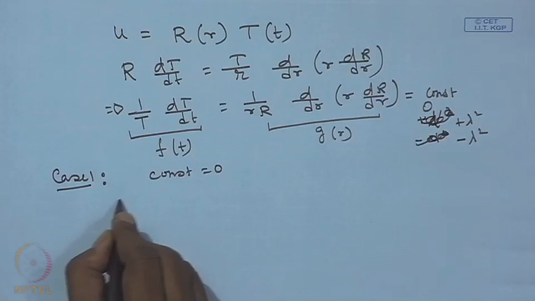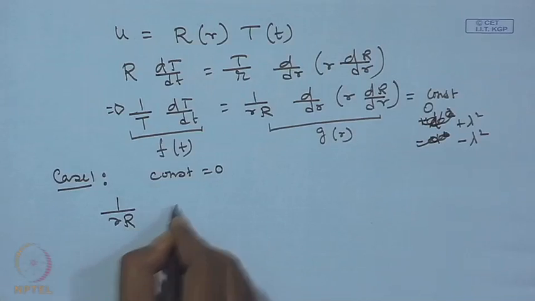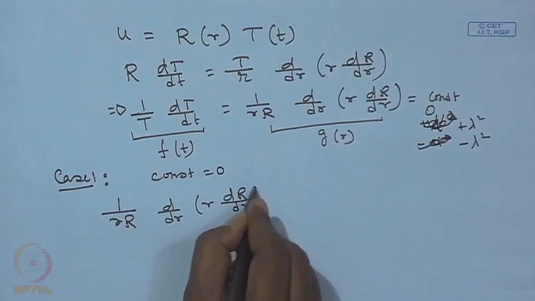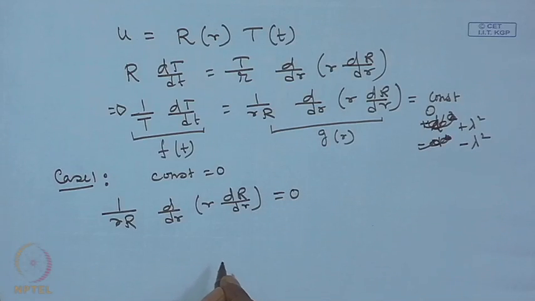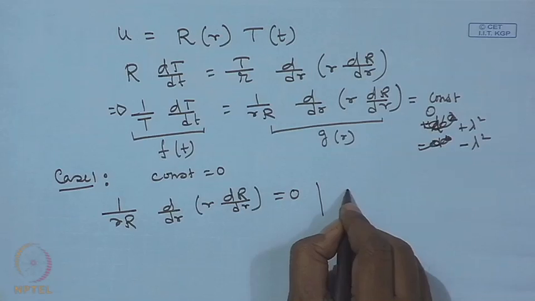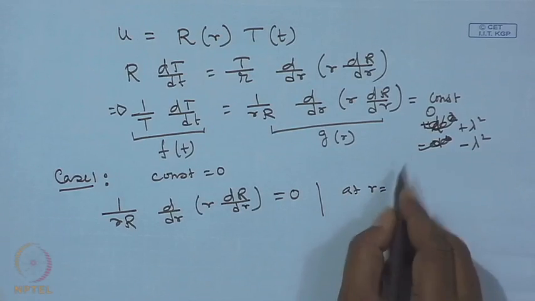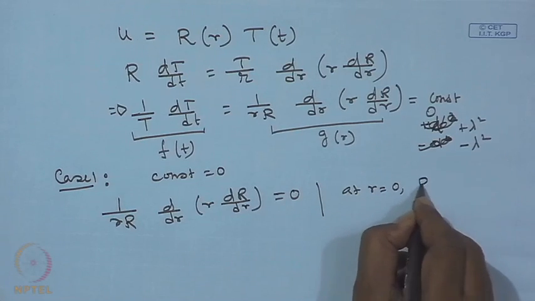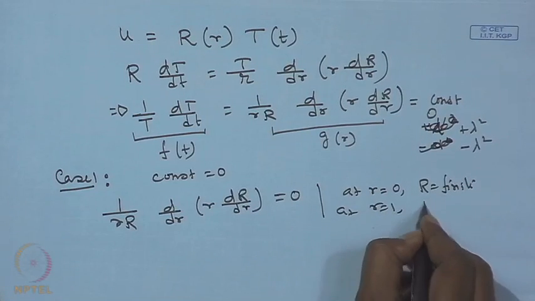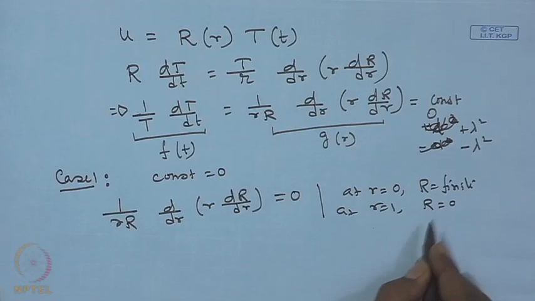So, therefore, it becomes (1/r) d/dr (r dR/dr) is equal to 0. So, we can solve this problem, and let us look into the boundary conditions: at r is equal to 0, capital R is finite, at r is equal to 1, capital R is equal to 0. So, it must be satisfying the boundary conditions on r on the original problem.